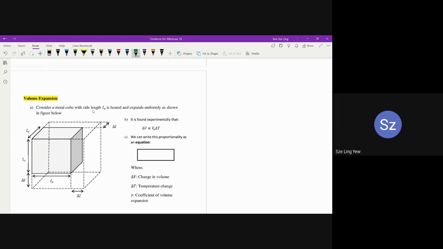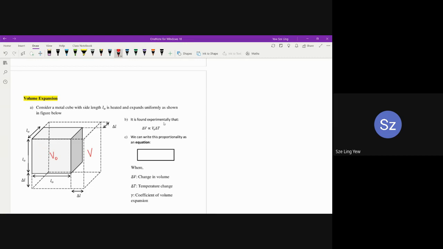So consider a metal cube of side length L0 that is heated and expands uniformly, as shown in the figure. To be more precise, I'm going to call the initial volume V0. You expand it, and eventually you obtain V final. Okay, initial V, final V.